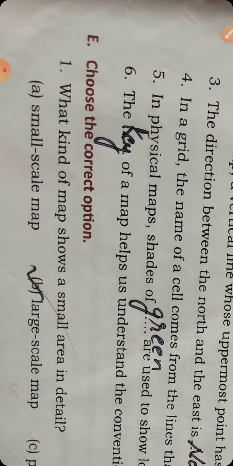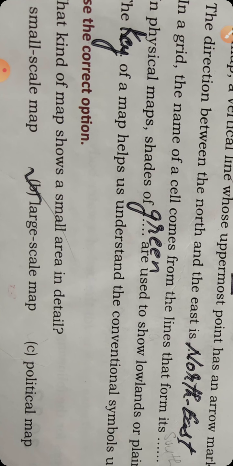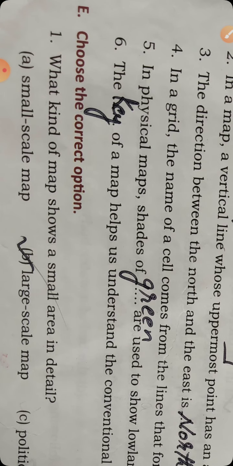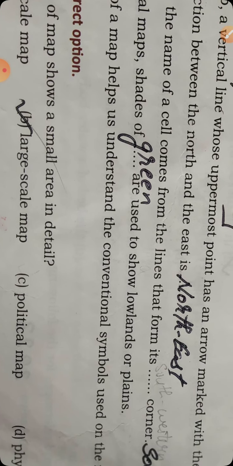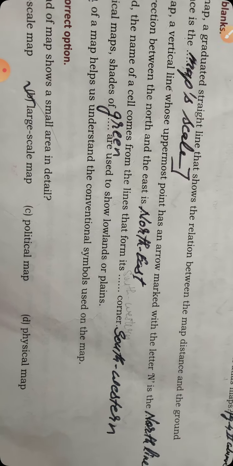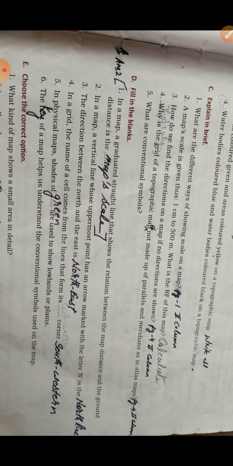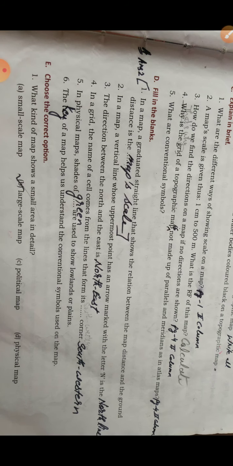Coming on fifth. In a physical map, shades of green are used to show lowlands or plains. So, fifth answer is green, sixth answer is key. The key of a map helps us to understand conventional symbols used on a map. I hope all are clear. Let me repeat once again. All answers: for first we have map scale, second answer north line, third is northeast, fourth is southwestern, fifth is green, and sixth is key. Now let's move on.